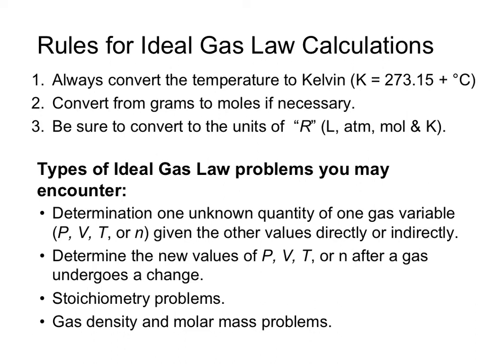There may be different ways that you will have to use the ideal gas law. Perhaps one of the more common is to simply determine one of the variables, either pressure, volume, temperature, or number of moles, if you're given the other three in some way. You may need to determine new values of pressure, volume, temperature, or moles after the gas undergoes some sort of change. You could possibly use the ideal gas law in stoichiometry problems. Since this gives us a way to find the number of moles of a gas, you may be given the pressure, volume, and temperature and asked to find moles in some sort of reaction. And you can also use the ideal gas law to find the density of a gas or the molar mass.